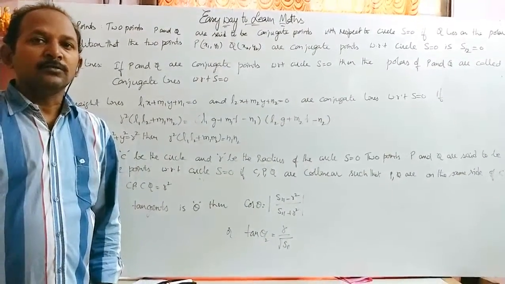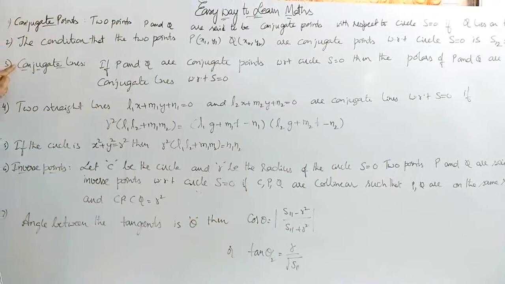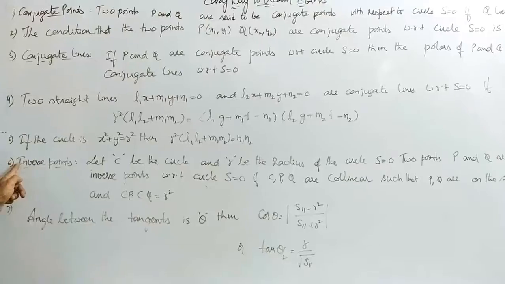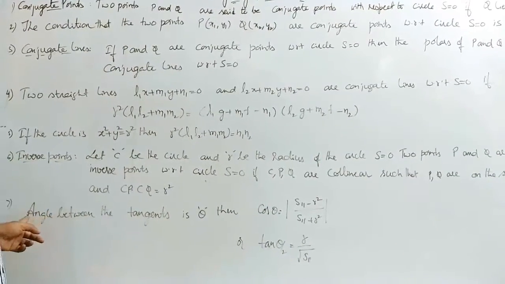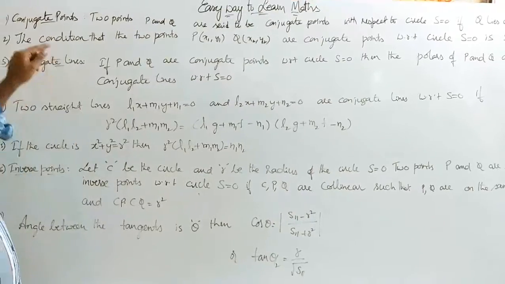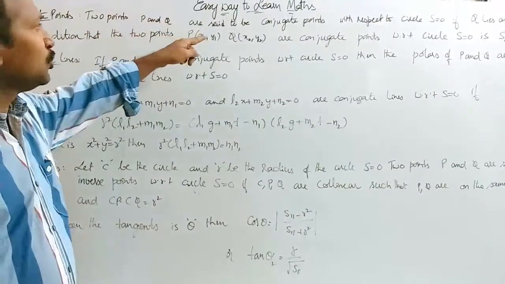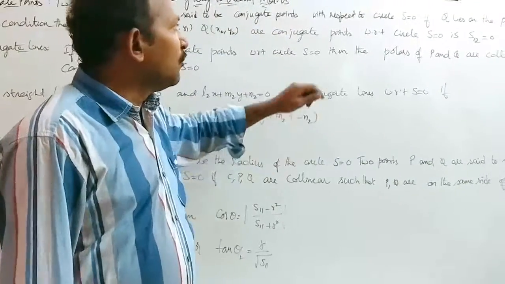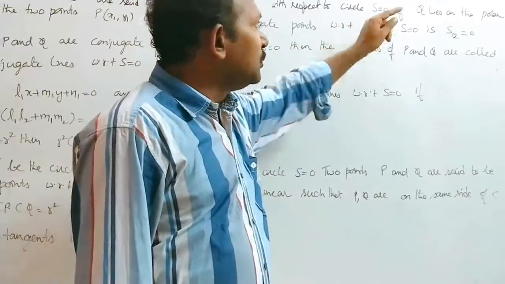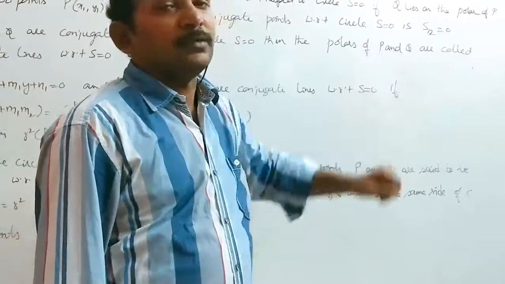In this session, we will discuss conjugate points, conjugate lines, inverse points and angle between two tangents. Now, conjugate points. Two points P and Q are said to be conjugate points with respect to circle S equal to 0 if Q lies on the polar of P.